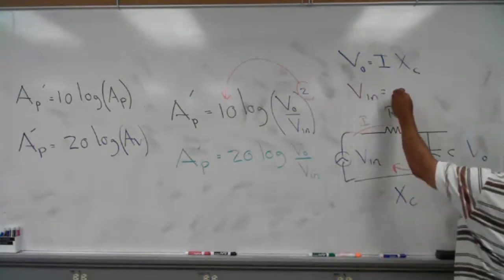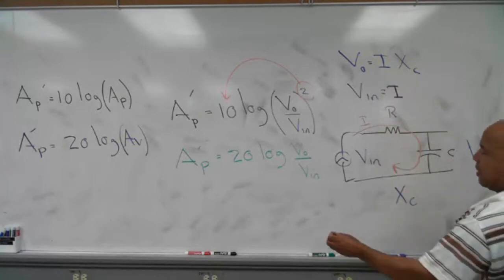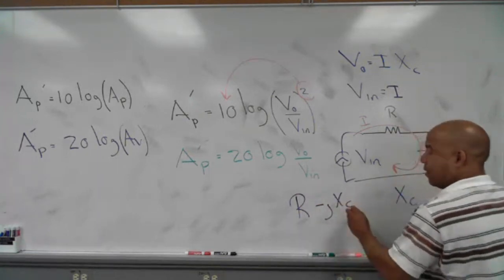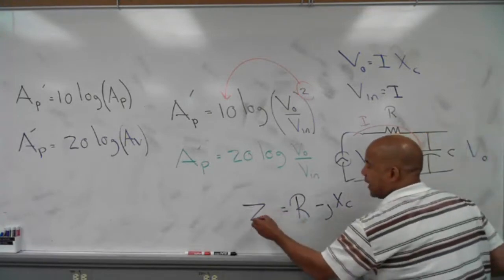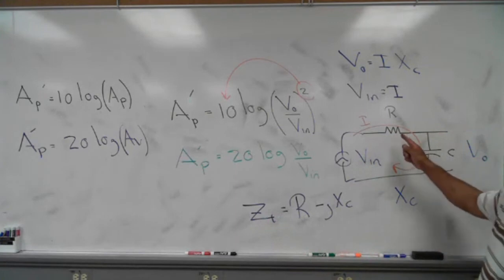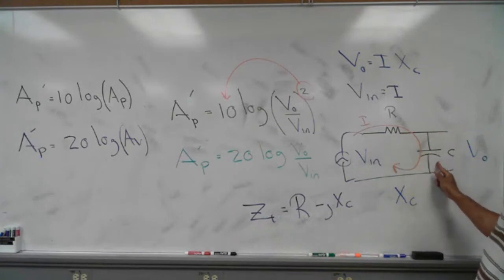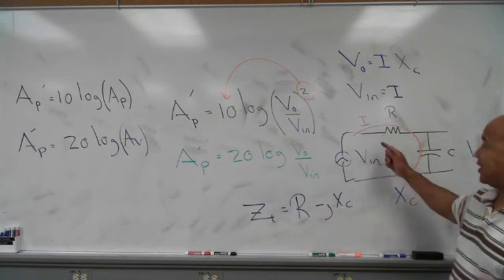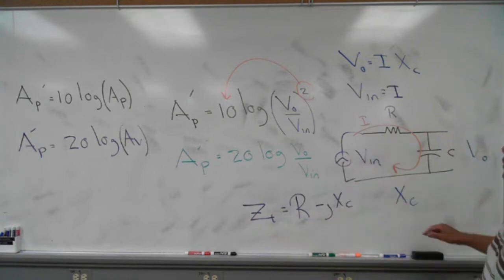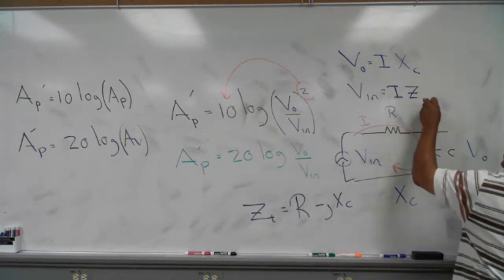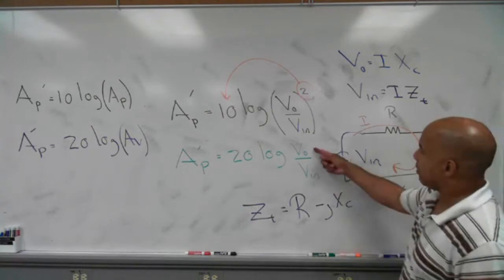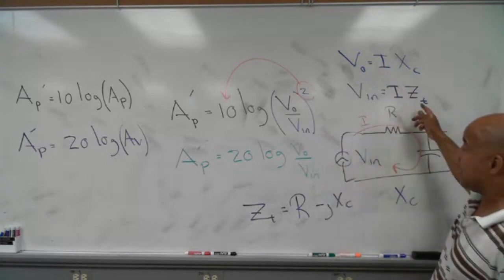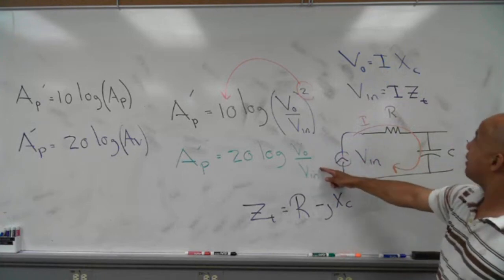Well, V in is just going to be the current multiplied by R minus jXC in polar form, right? But all that is the total impedance. That's ZT or just Z. If I take the resistance and the reactance, that's the impedance. And I can show that in polar form or rectangular form, it doesn't matter. Either way, if I take the current times the total impedance, that'll give me V in. This will be I times ZT. Well, looking over here, V out is equal to I times XC, and V in is equal to I times ZT, and what I can do is substitute for V out and V in what they're equal to.